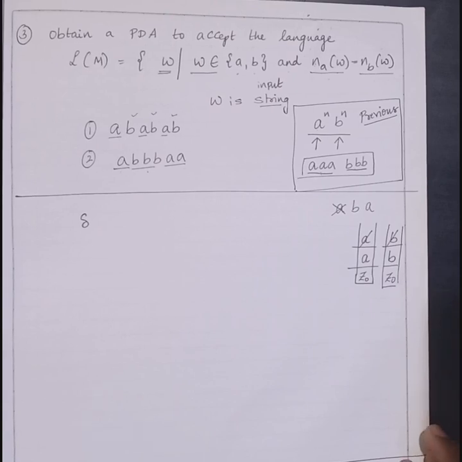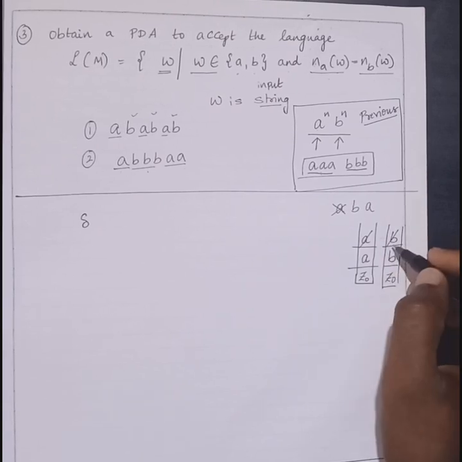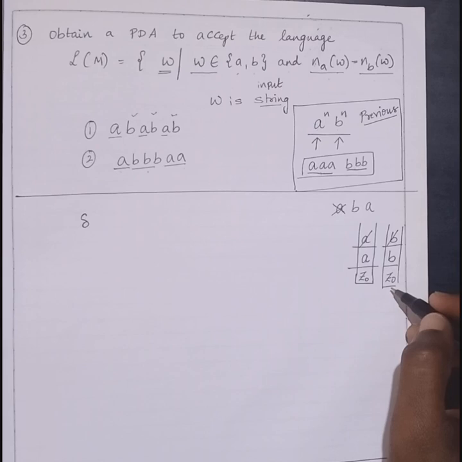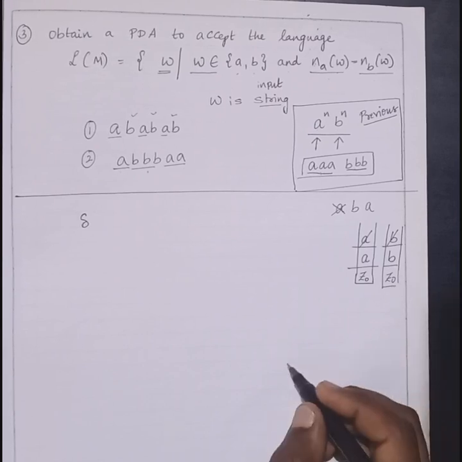So this is the way we're going to implement it, so that the pushes and pops are equal. Then the number of a's and the number of b's will be equal. We'll see the same logic in a transition diagram.